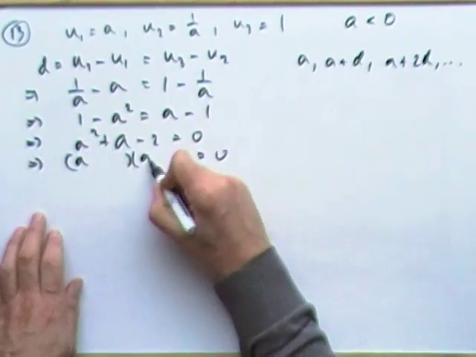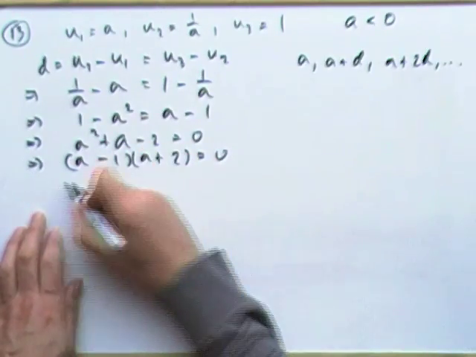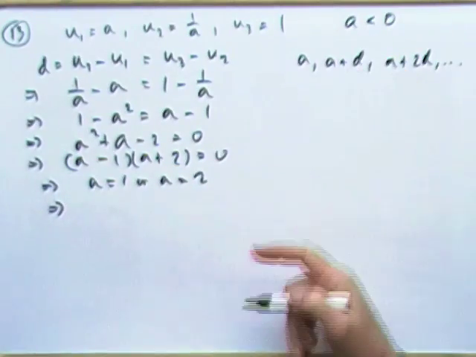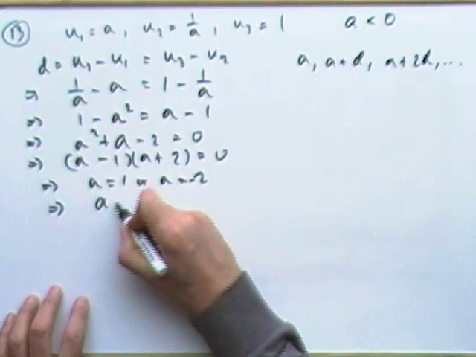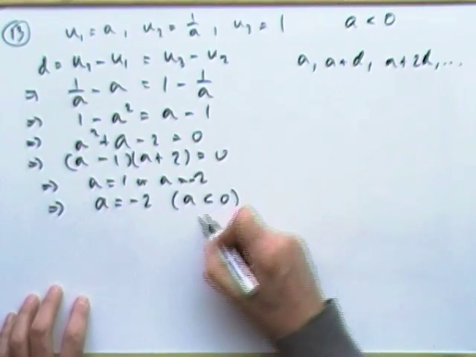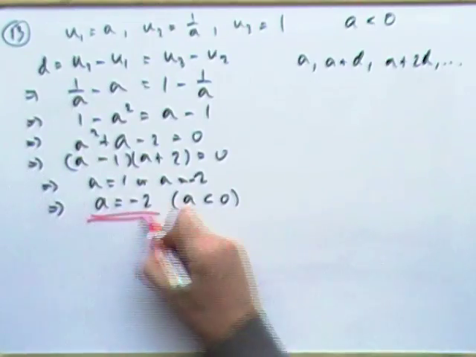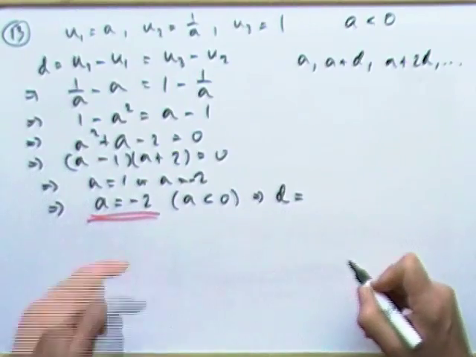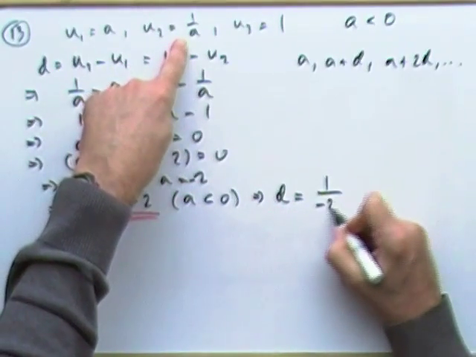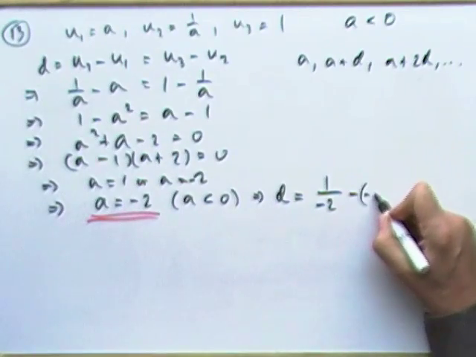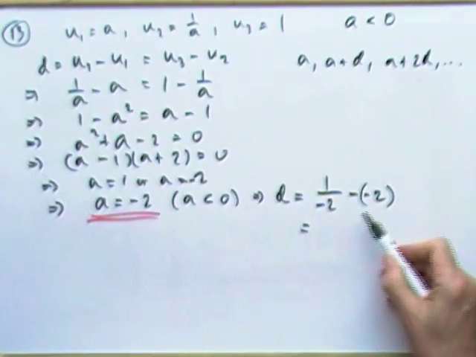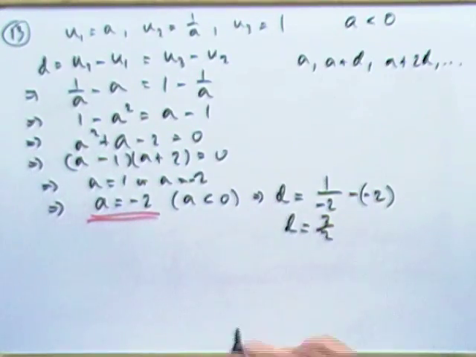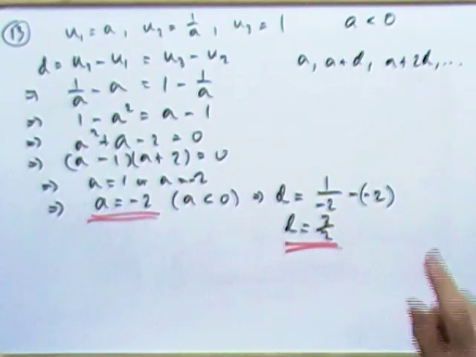Factorise it. Plus to the bigger, opposite signs. So a equals 1 or a equals negative 2. But I said a was less than 0. I put the negative in, which meant that a equals negative 2 because a was less than 0. So that's a found. Get d just by putting it back in again, which means that d is going to be, well, u2 was 1 over negative 2, take away negative 2, so that I've got 2 take away a half, which is 1 and a half, which is 3 upon 2. So d equals 3 upon 2 for the first bit.